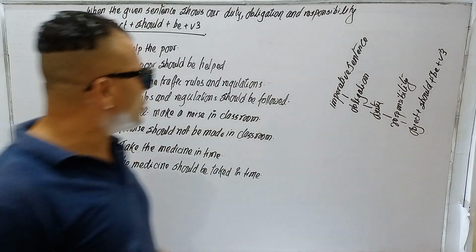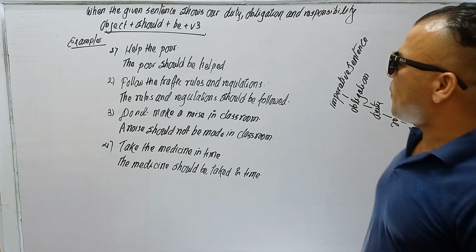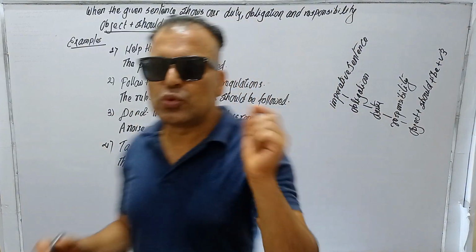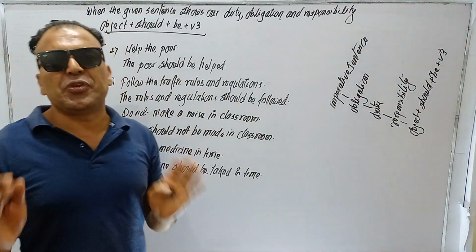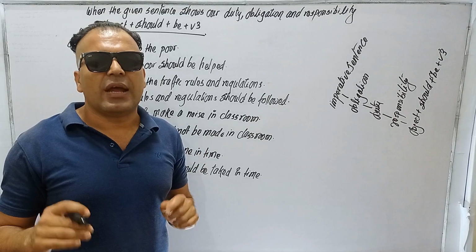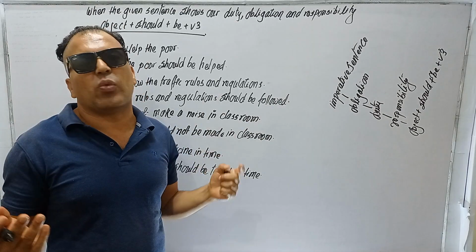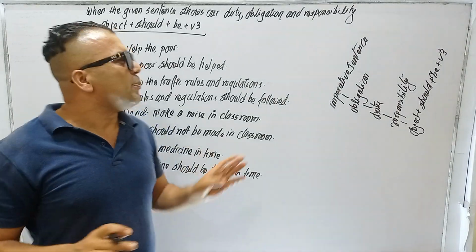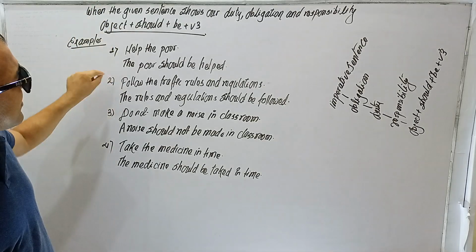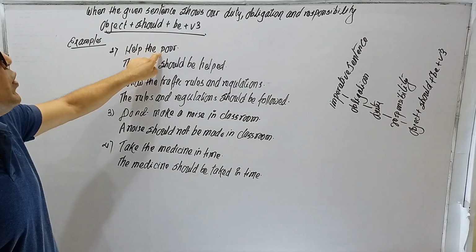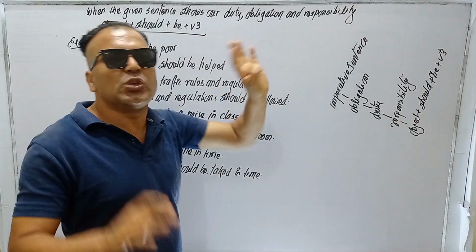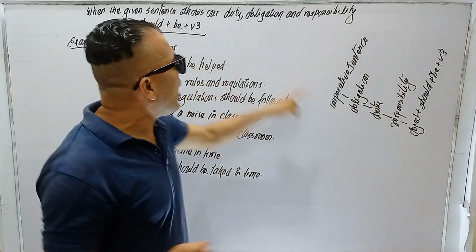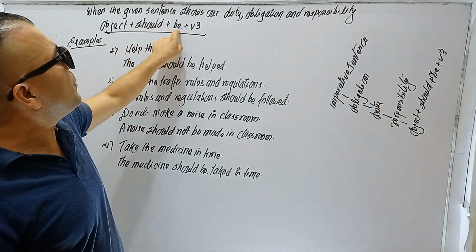So this is the structure of the passive voice, active to passive voice in imperative sentences. You have to remember one or two examples, and then don't worry about whatever they give in the examination. But you have to know what type of sentences: help the poor is an obligation, responsibility, and duty. That's why the poor should be helped. That's why we use object plus should plus be plus P3.